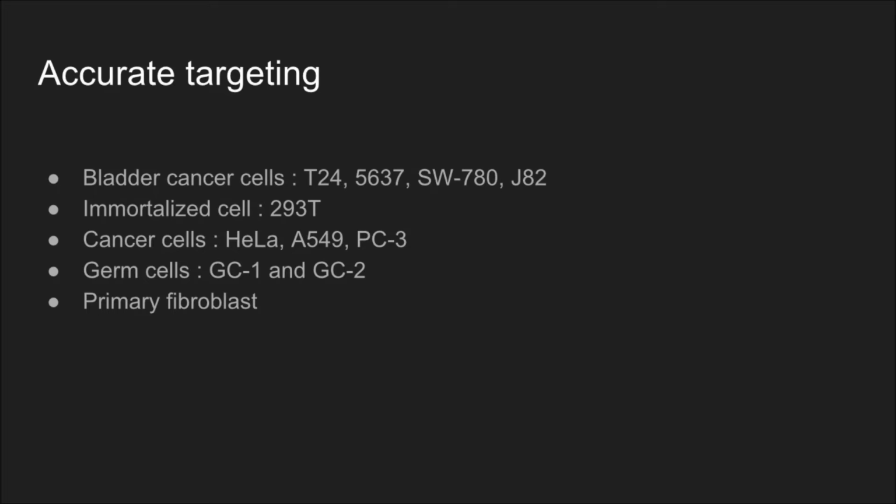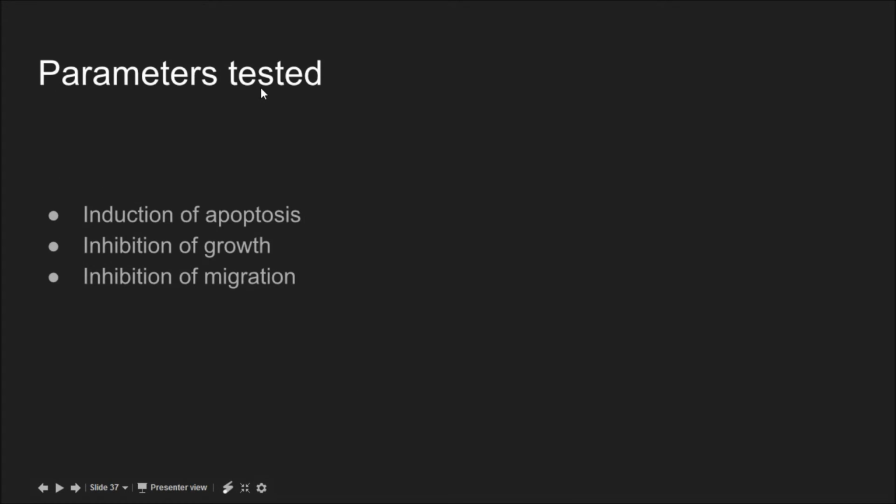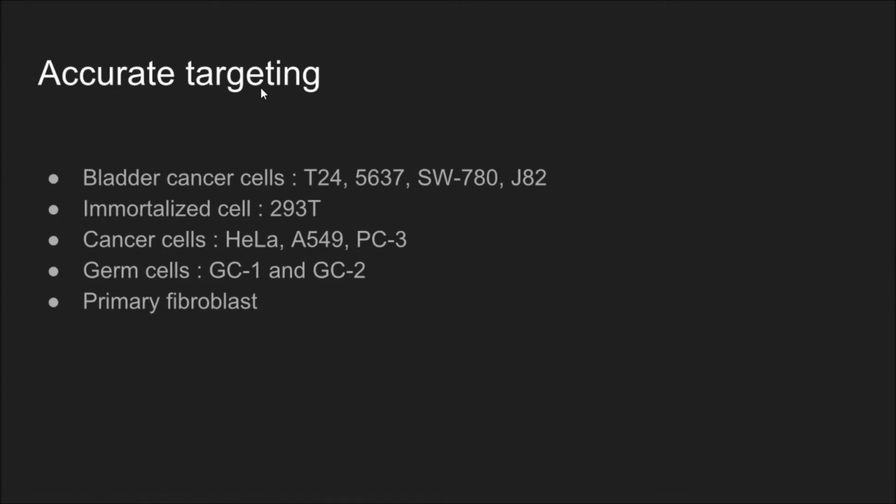For testing their experiment, they used these types of cells. So they used 4 types of bladder cancer cells, that is T24, 5637, SW780 and J82, immortalized cell 293T, cancer cells HeLa, A549, PC3, germ cells GC1 and GC2, and primary fibroblast. According to their experiment, the circuit should only be activated in these 4 bladder cancer cells, and that's what they showed in their paper, that it did activate for only these 4 bladder cancer cells.